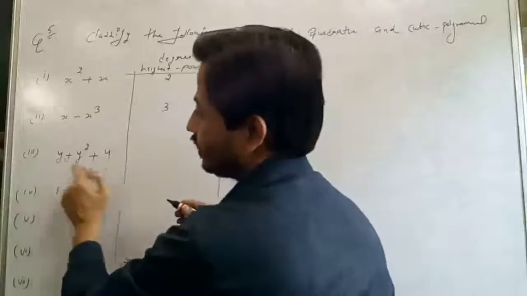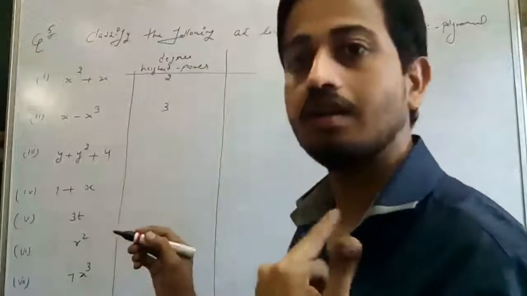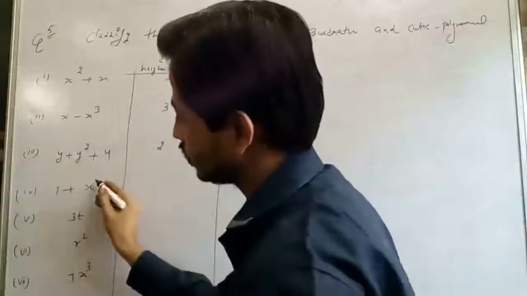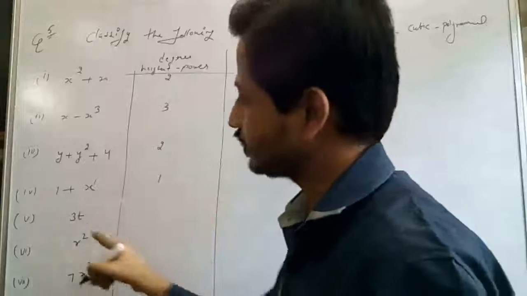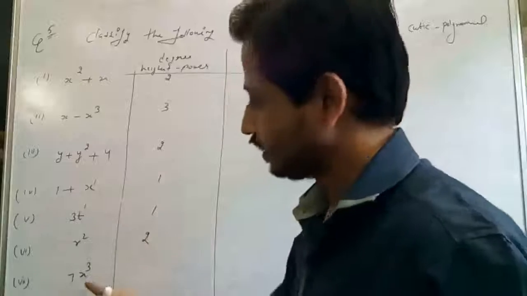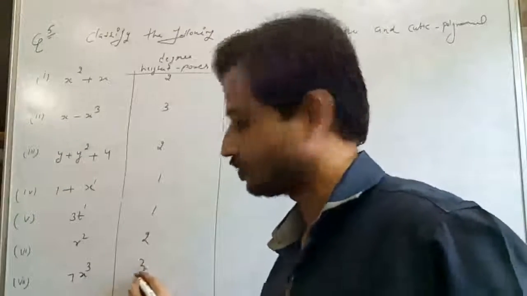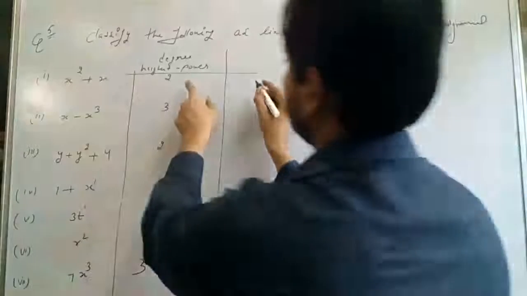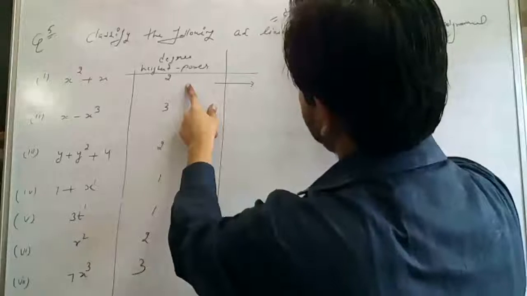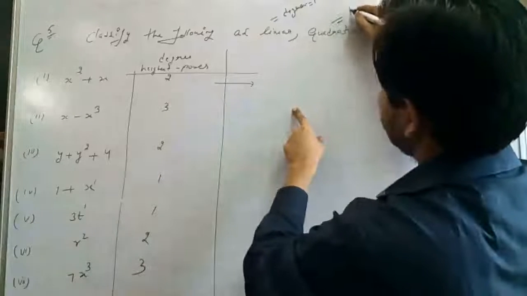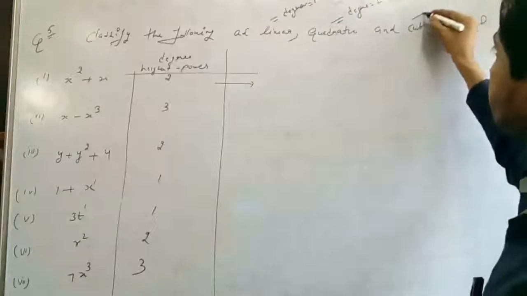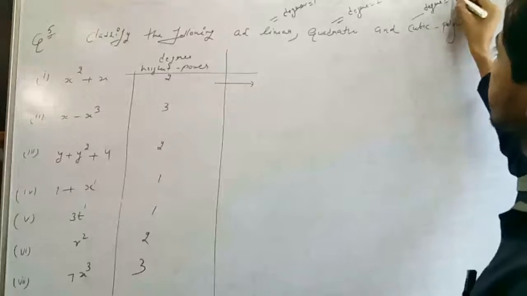The highest power of y, this is the polynomial of variable y. Highest power is 2. In this the highest power is not specified, it means 1. In this the highest power is 1. In this the highest power is 2. In this the highest power is 3. So linear means degree is equal to 1. Quadratic means degree is equal to 2. And cubic means degree is equal to 3.